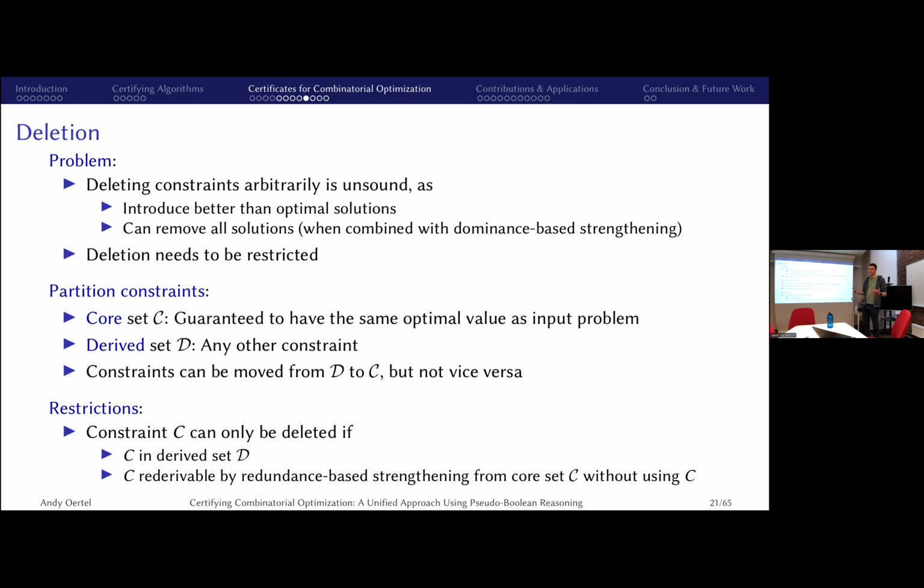And then, the deletion we can do is that we can always delete a derived constraint because there we don't have any guarantees. But for core constraints, there we have strong guarantees. So we have to ensure that the deletion does not change our optimal value, as this is our guarantee. And this we can do by using the redundance-based strengthening rule that I showed you before. So by showing that we can rederive this constraint by redundance-based strengthening, and redundance-based strengthening preserves the optimal value, we can show that we can delete this constraint.